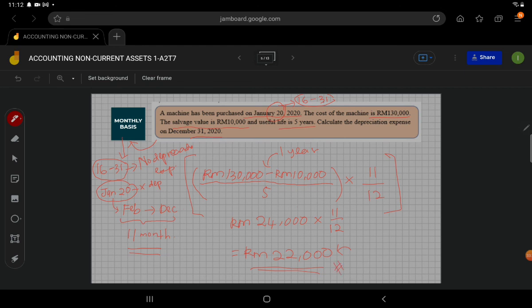Right. Jadi kita dah habis dah untuk straight line method. Okay. After this, okay, the next video kita akan tengok method yang kedua, iaitu reducing balance method. Right. So see you again. And thank you very much. Okay.